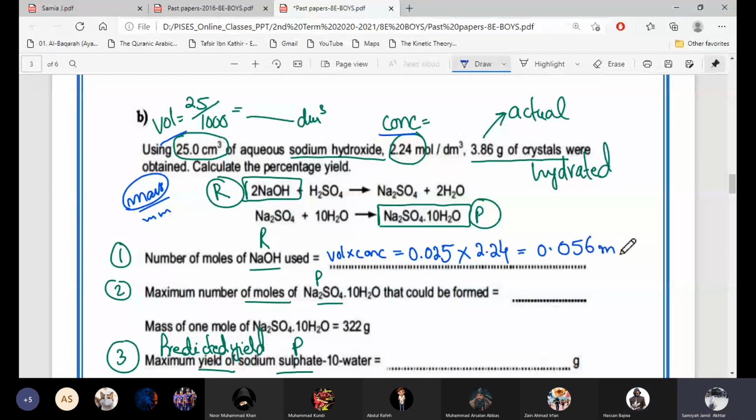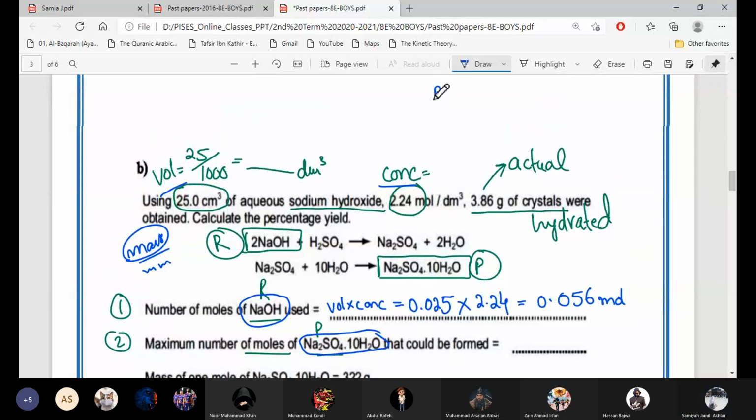0.056 moles. Good. Now the maximum number of moles of hydrated sodium sulfate. You have to take the ratio between sodium hydroxide and hydrated sodium sulfate. It will be 2:1 because sodium hydroxide is 2 and hydrated sodium sulfate is 1, according to the equation. Now if 2 is giving one product, half of the product, then how much product will 0.056 give? 0.028, obviously half.